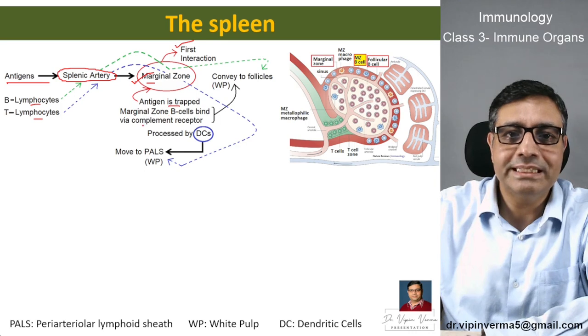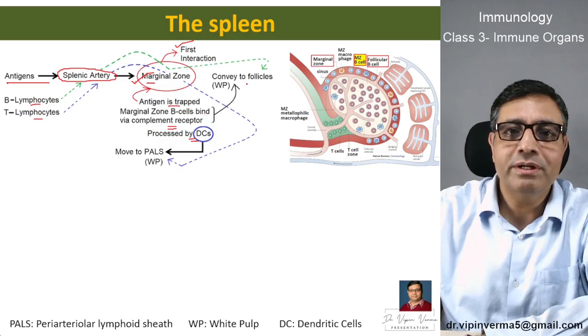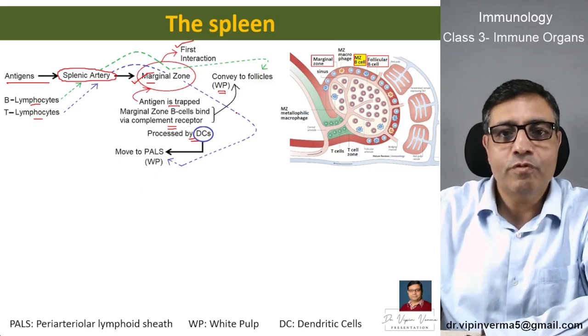Marginal zone B cells bind via complement receptors because they have the innate receptors, and they are also processed by DCs. Once the marginal zone B cell binds via complement receptor, they convey it to the follicles in the white pulp, right? So they took the antigen to the white pulp so that the regular B cells can now take over.